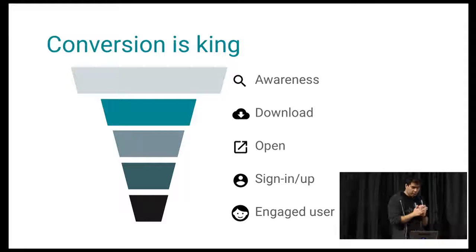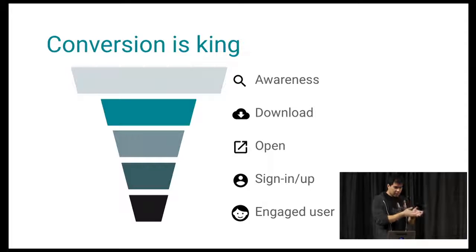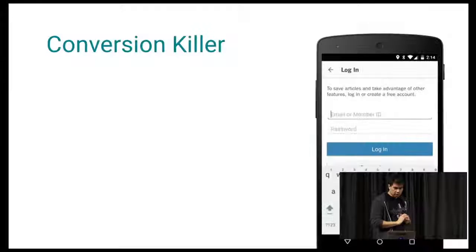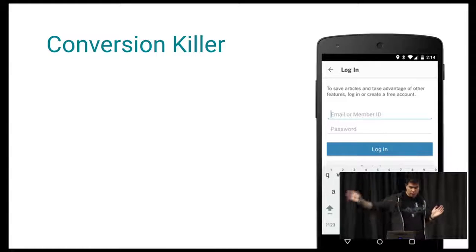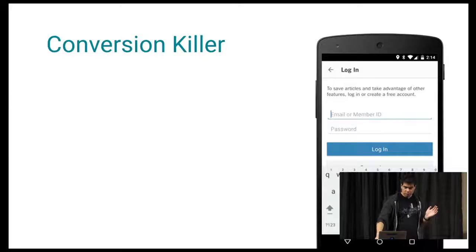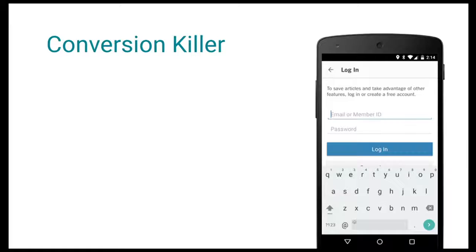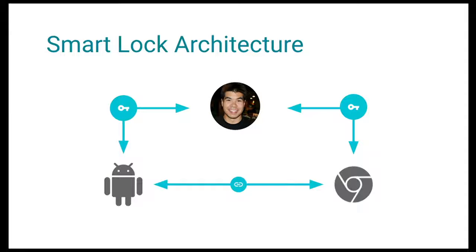And I think the opportunity here is that to get to that bottom of the funnel, to get the really engaged user, you can use something like Smart Lock to make it completely seamless. So to get rid of this conversion killer, and just to make it clear how this works as an API, I'll walk through a bit of an example with some UI.